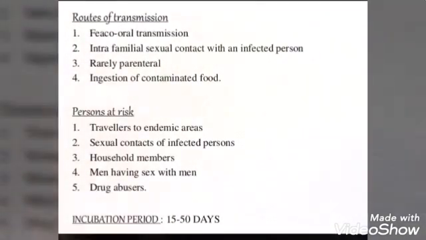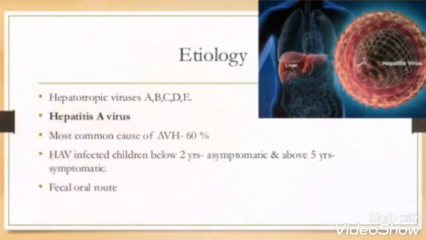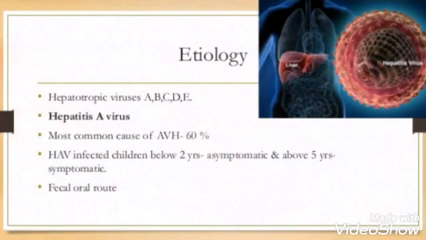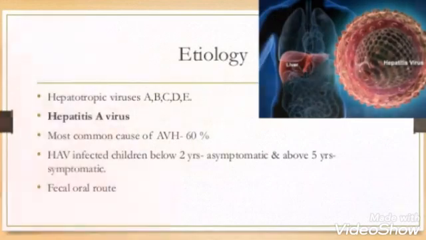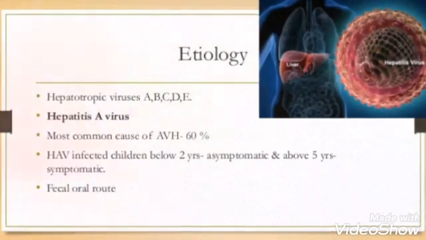Then we'll see the etiology. So here is the etiology. Hepatotropic viruses A, B, C, D, E. Hepatitis A virus is the most common cause of AVH, 60%. AVH is acute viral hepatitis. So hepatitis A is the most common cause.